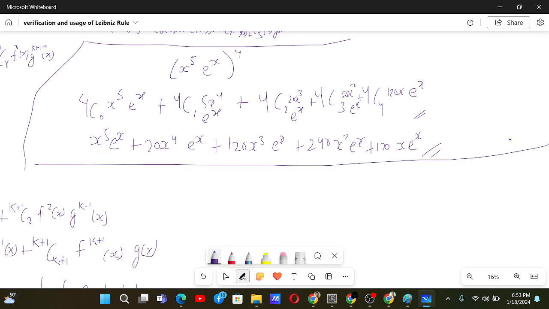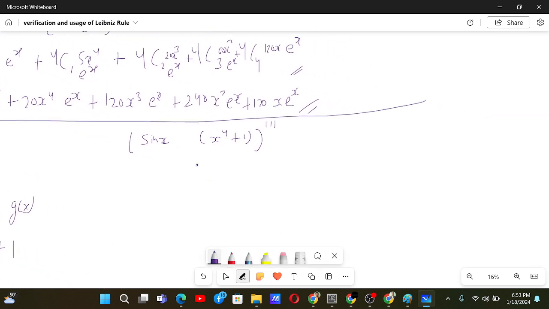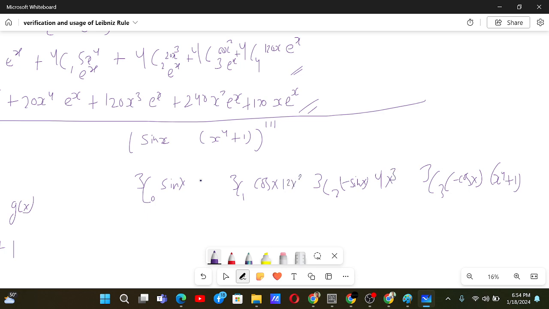Now, the next problem is like this: sine x, and then x to the power 4 plus 1. Now third derivative. Let's use the Leibniz rule again. So 3c0, 3c1, 3c2, 3c3. Derivative of sine: first of all, no derivative, first derivative, second derivative, and then third derivative, and another from back: x to the power 4 plus 1, 4x cube, 12x square, 24x. Now just add this, and this is the answer.